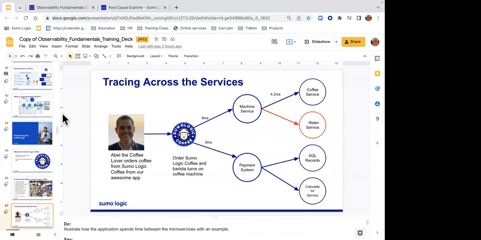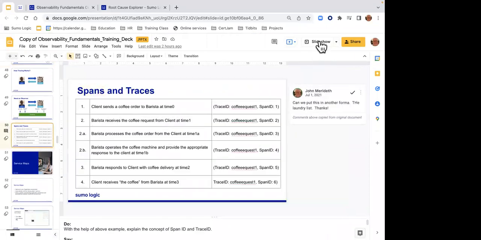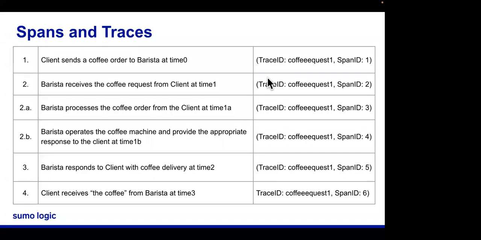Now, one thing that people get confused about all the time, and I certainly understand and appreciate it, is what's the difference between a span and a trace? When I look at the entire transaction, that's a trace. I, John Meredith, ordered coffee. That's trace ID coffee request 1. If Odell orders a cup of coffee, that would be coffee request 2, right? So the trace ID is the entire transaction end to end.